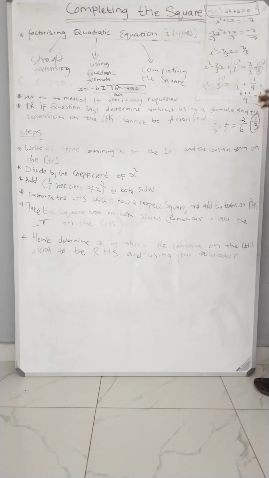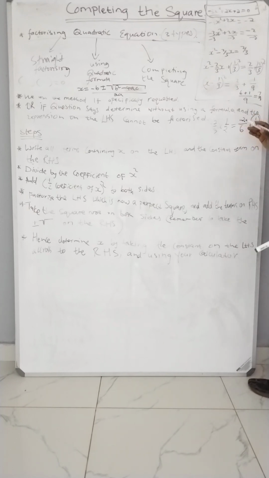So you're going to take half of the coefficient of x and you're going to square it. Alright? The coefficient of x is negative 2 over 3. And half of it, you multiply by half, you get minus 2 over 6, which is minus 1 over 3. And you're going to square it. Right?